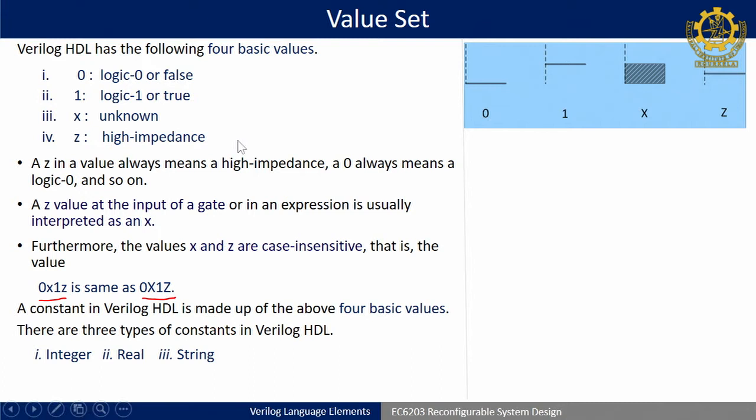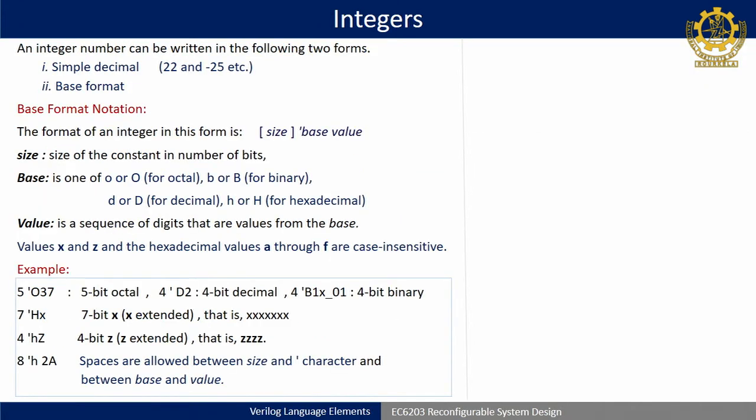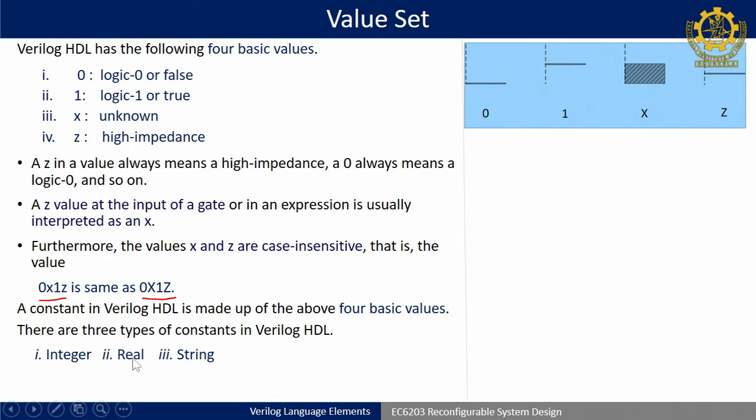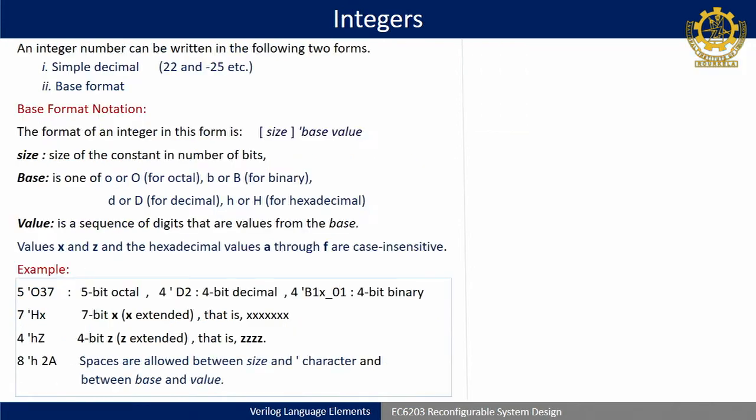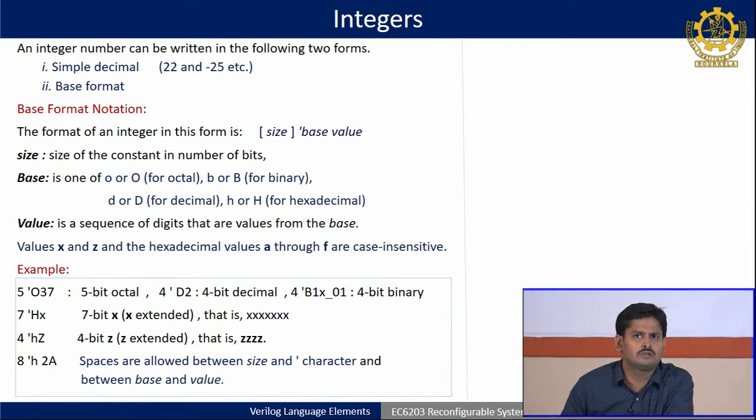Okay. So, there are 3 types of constants that Verilog HDL supports while describing a constant. One is integer, followed by real and followed by string. First is your integer. What is an integer and how to define it, these are a few things you already know, but with respect to our language we need to understand this. An integer number can be written in 2 forms in Verilog HDL. One is the simple decimal form, like for example 22 or minus 25, whether positive or negative. Then second is called base format notation.